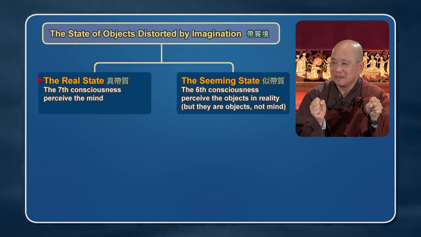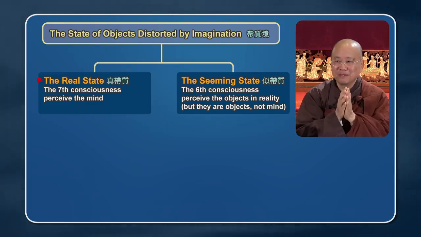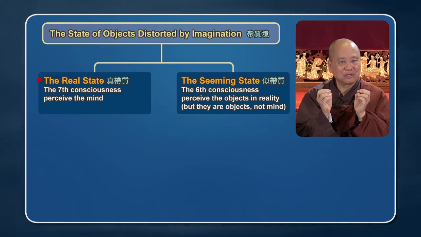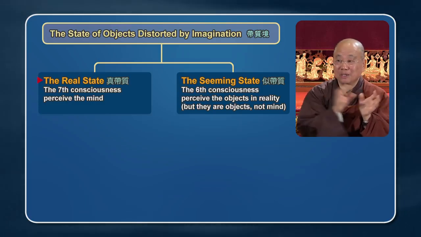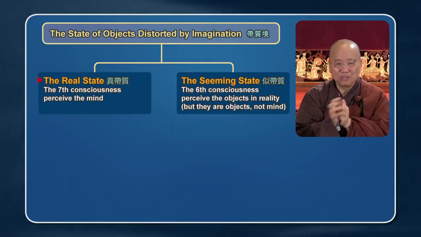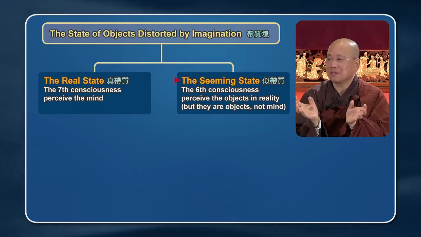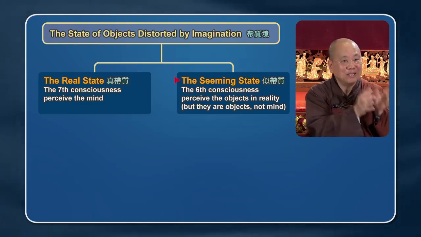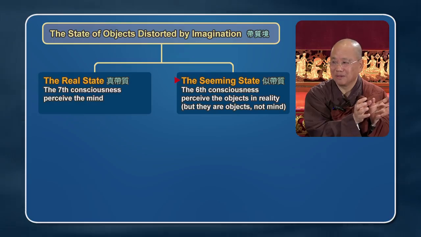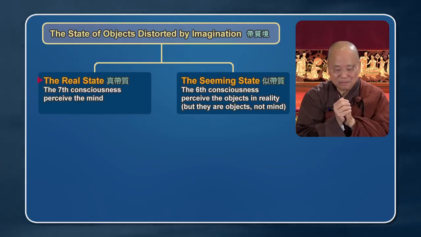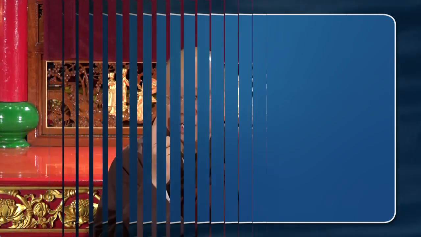Here, real and seeming is differentiated by whether it is mentality or dead objects. When it's dead objects, it's a seeming state. When it is mental-related images, it's a real state. For example, if my sixth consciousness looks at this computer, and I think this is not a computer, I don't know what it is. Now, this computer is real.